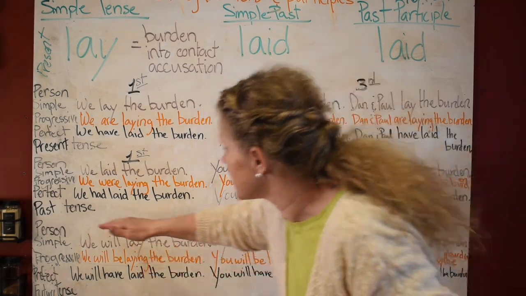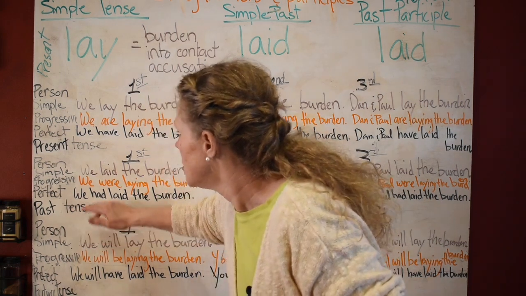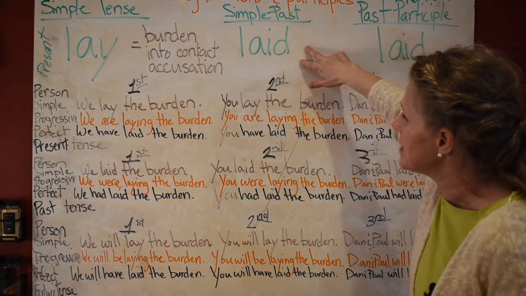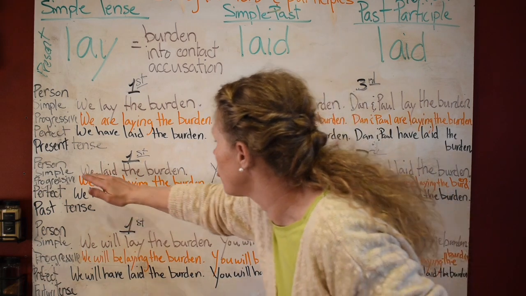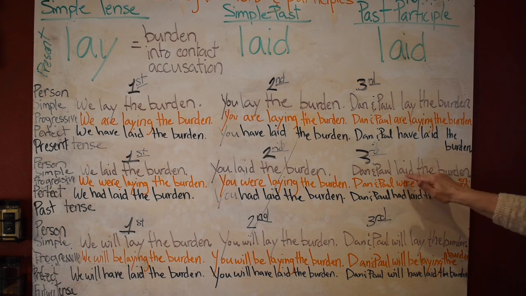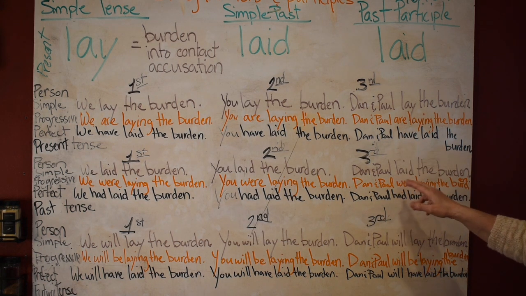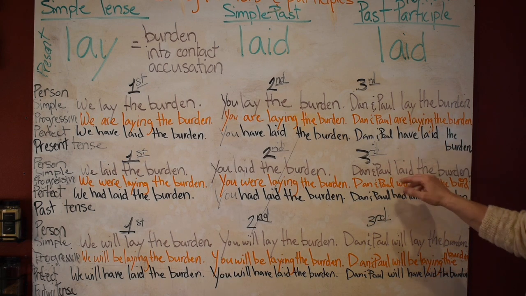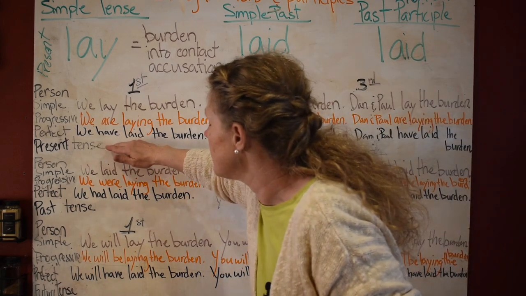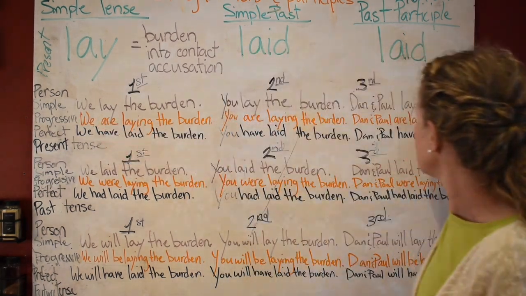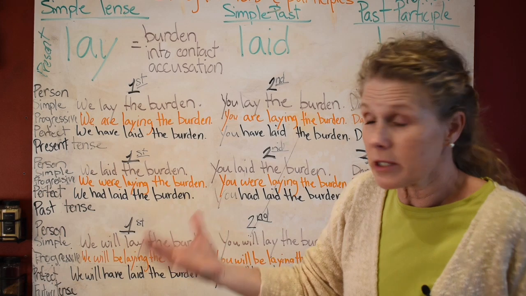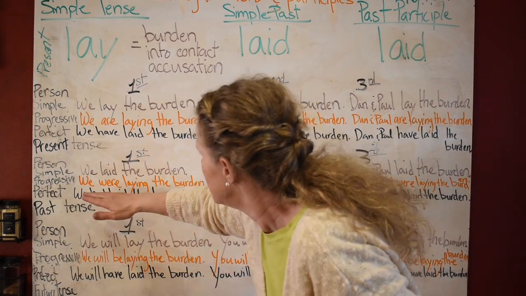Now let's look at the past tense, boys. Past tense. So the simple past, what do we use in the simple past? Laid. So you have to use that. We laid the burden. You laid the burden. Daniel and Paul laid the burden. We don't have to worry about any plural s adding on to the verb or anything like that when you're in the past like this. You have to worry about it when you're in the present with your auxiliary verbs, and when you're in the plural. Plural is so much easier than the singular.